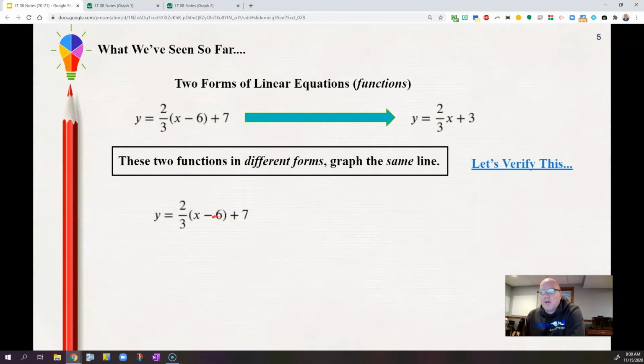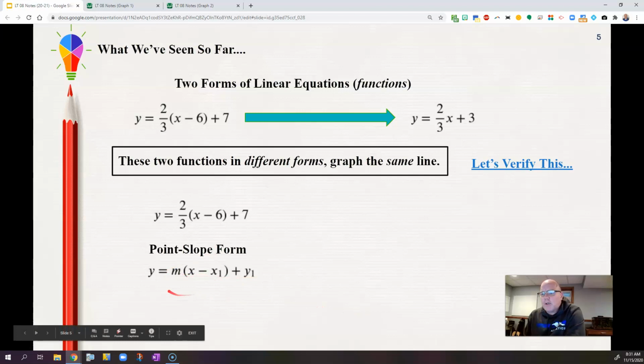Now, let's put some vocabulary to this. This form of an equation, which you're probably not as familiar with, actually has a name. It's called point-slope form. And we'll get to why it's called point-slope form, but in general, a general representation of this would be y equals m, the slope, times x minus x1 plus y1. And we'll learn about these x1 and y1s in just a few seconds.